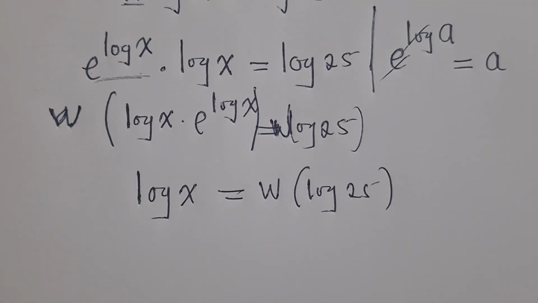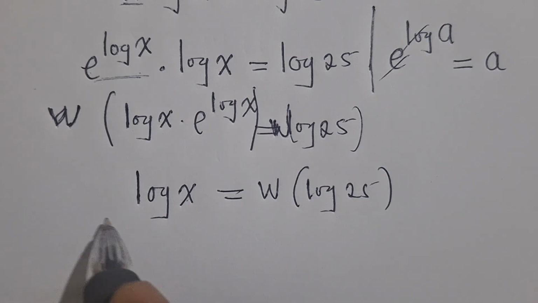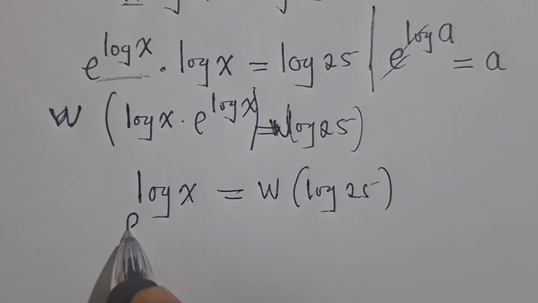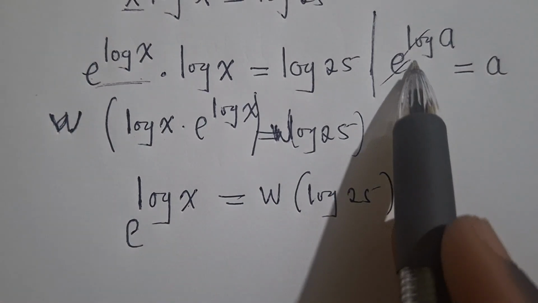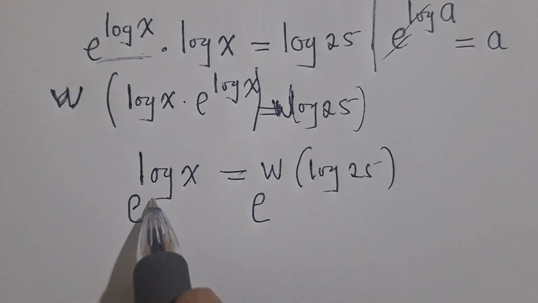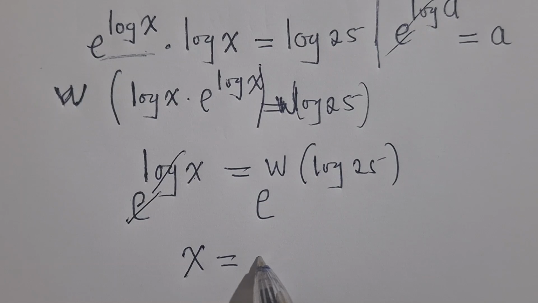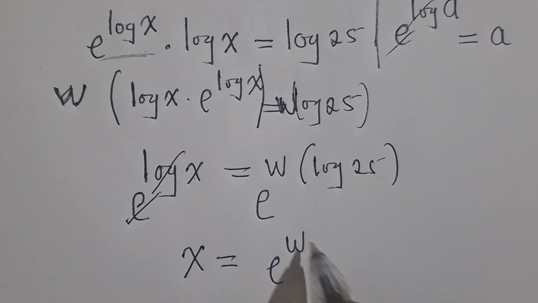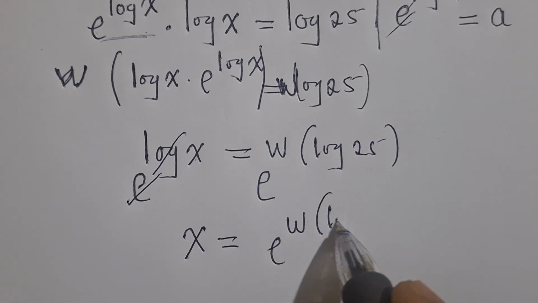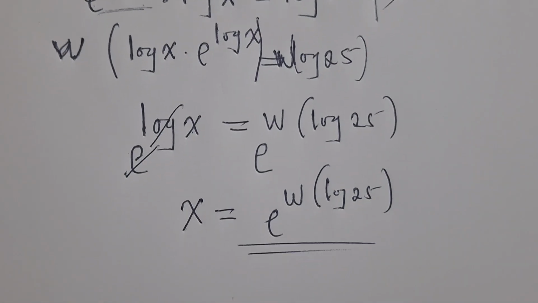Now here we are solving for x, and x is right over here. To solve for x, we can just introduce the e. We know using this property that e will cancel this log. Even this side, because it's an equation, we shall have e. This and this will cancel out. We shall remain with x is equal to e power W of log 25. So this is our answer.